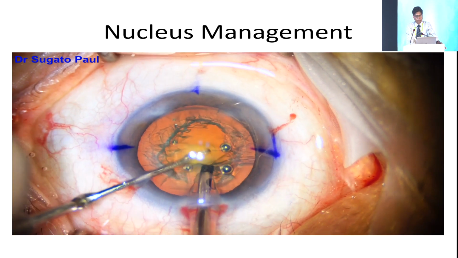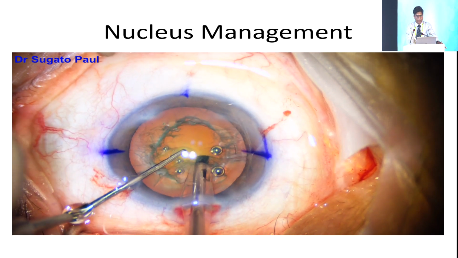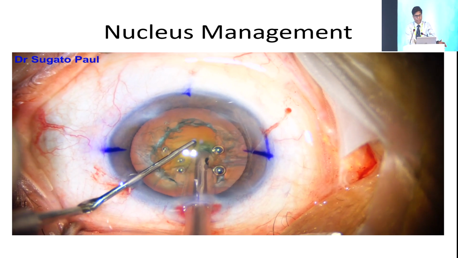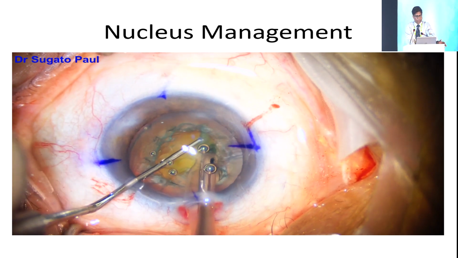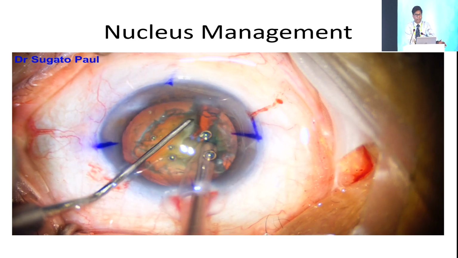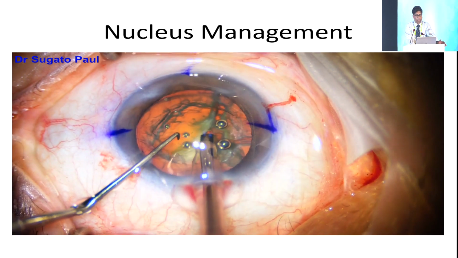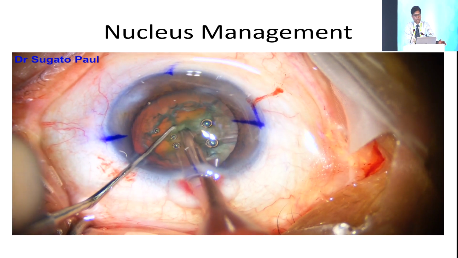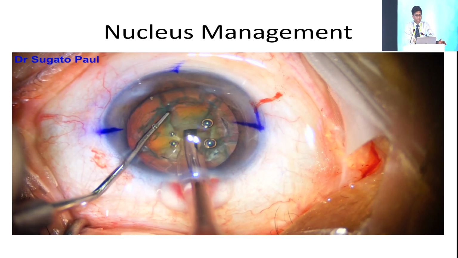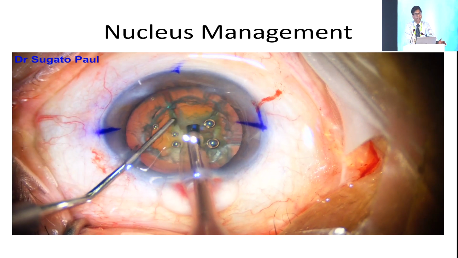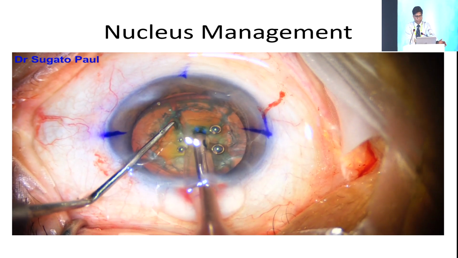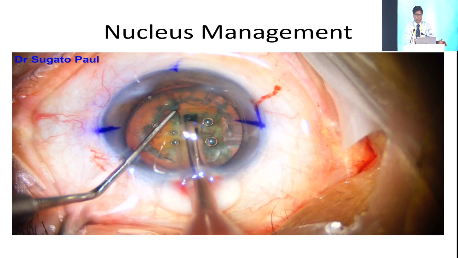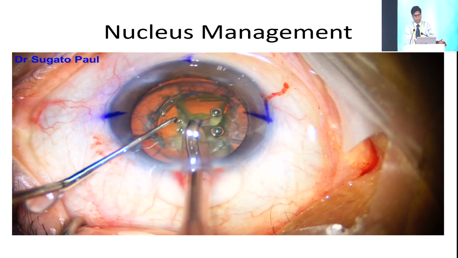After taking out the anterior epicortex, again the same technique: slightly to the side, bury the nucleus, do the first chop, tilt the phaco tip, do the second chop, because these are harder cataracts. So do the second chop and take the pizza pie out. That will give more space for you to manipulate.